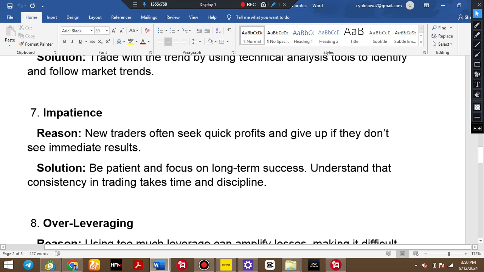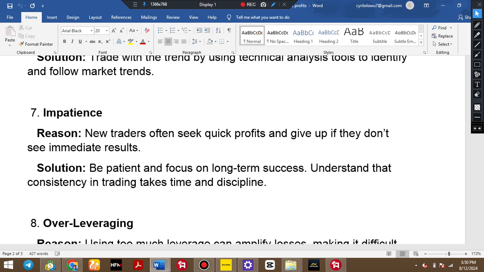Exactly. New traders often seek quick profits and give up if they don't see an immediate result. Yes, some of them will learn forex, they have good mentors who are teaching them, but the process it takes to make profit is not very quick, so gradually they lose interest and look for something that will generate fast income. That is why many traders today prefer trading robots, because they feel the robot will quickly make profit for them.